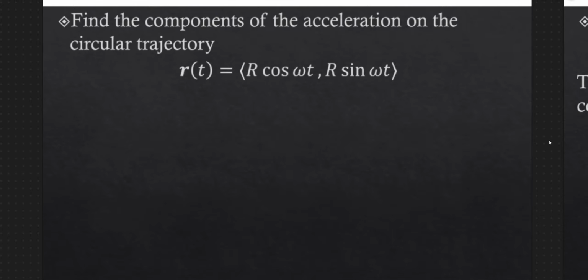Again, it's a good idea to make some conjectures before we actually compute this. For instance, we can ask ourselves, does this have a normal component to acceleration? Is it constant or variable? Does it have a tangential component of its acceleration? Is that constant or variable? Things like this are important.